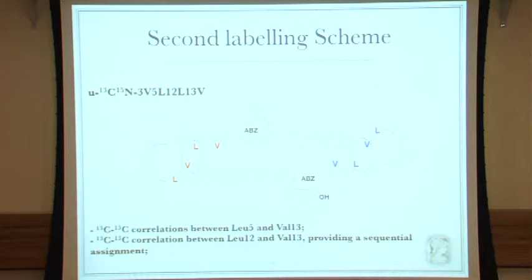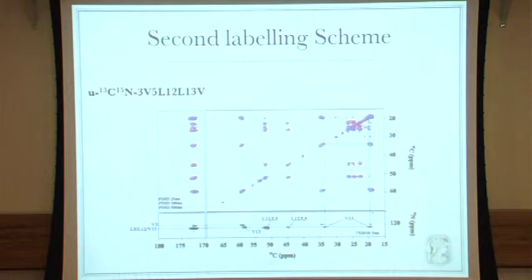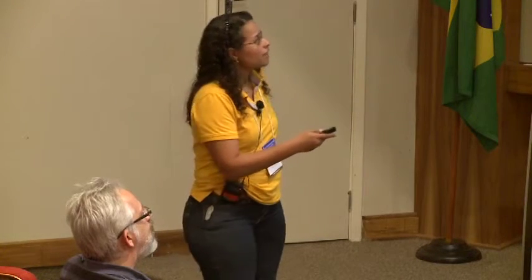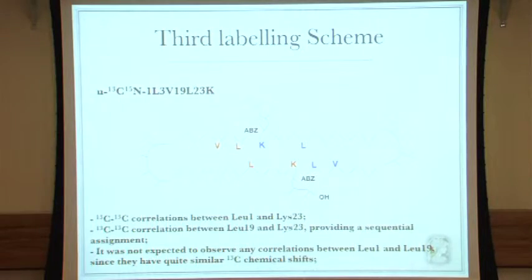So what I observed was only the expected peaks, no cross peaks, justifying the structure. Okay, so I'm not observing it in the same monomer. I tried to see the dimer formation, the dimerization. And I labeled leucine 1 and lysine 23 to see the dimerization interface. And of course, I was keeping valine 3, which was really wonderful.